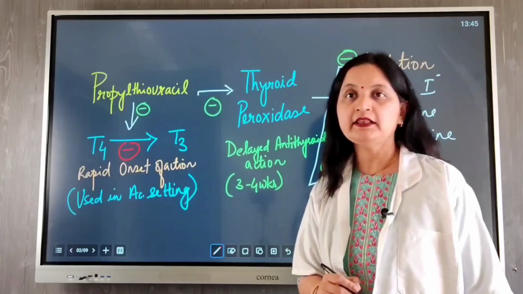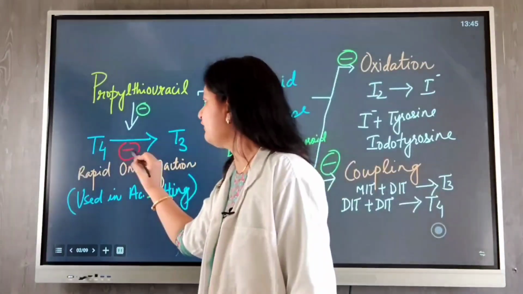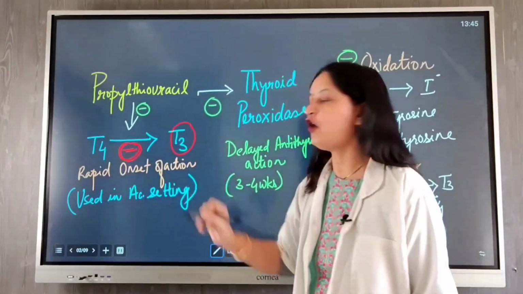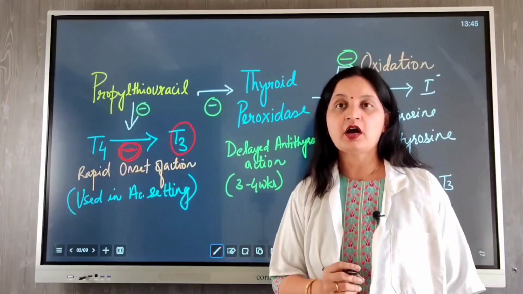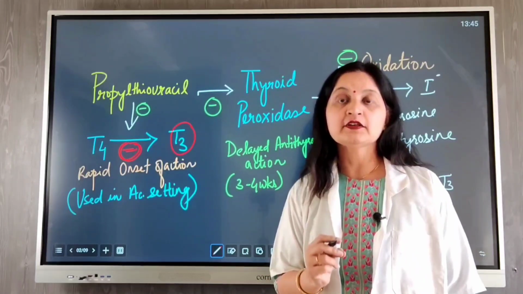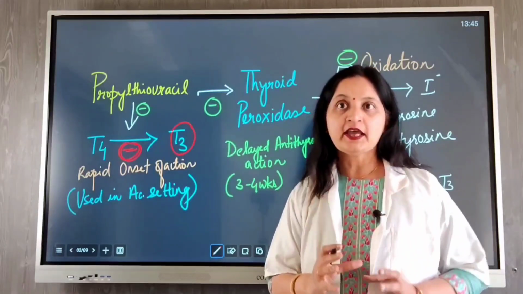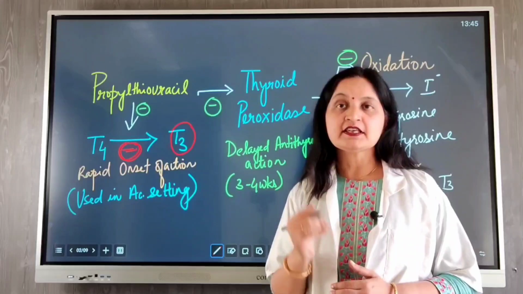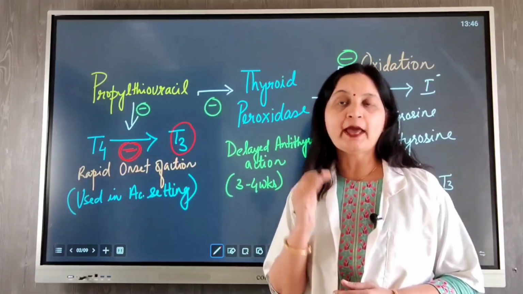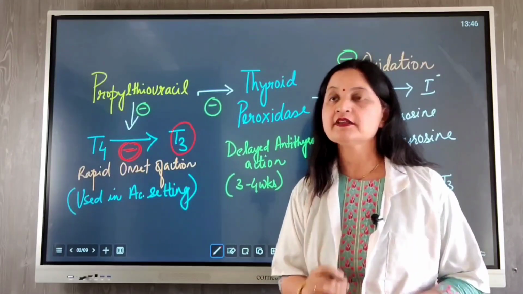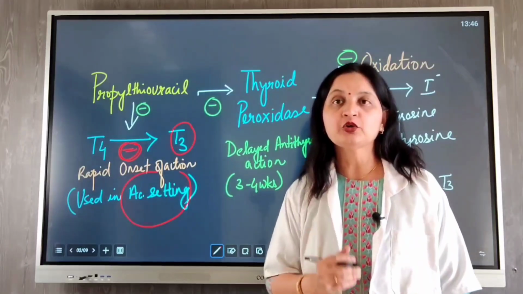Also, do remember that propylthiouracil has an additional property of inhibiting the peripheral conversion of T4 to T3, which is the active form of thyroid hormone. This property is absent with methimazole or carbimazole, and also propylthiouracil is more rapid acting compared to carbimazole or methimazole. So, propylthiouracil is more effective in reducing T3, T4 levels in the plasma, and it is more rapid acting, and therefore propylthiouracil is preferred in an acute setting such as thyroid storm, thyrotoxic crisis.